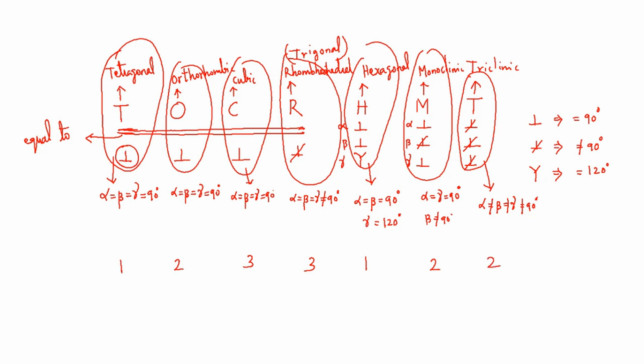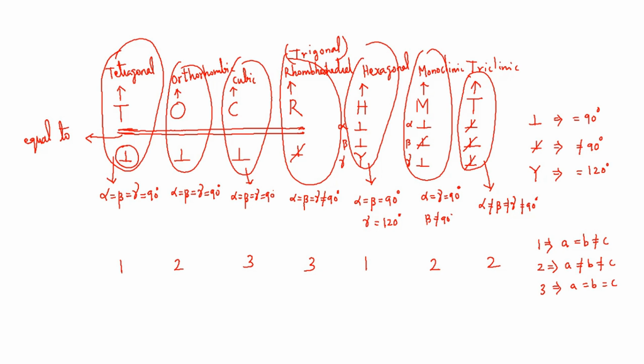So this 1 indicates A equal to B is not equal to C, and 2 indicates A is not equal to B is not equal to C, and 3 indicates A equal to B equal to C. So for cubic system as well as in rhombohedral system, A equal to B equal to C. Accordingly you can say the edge lengths based on these numbers.